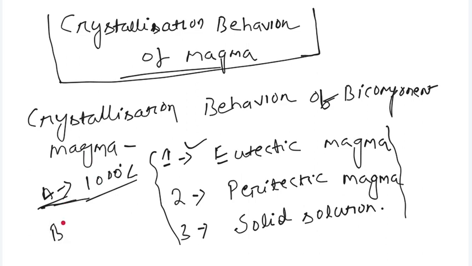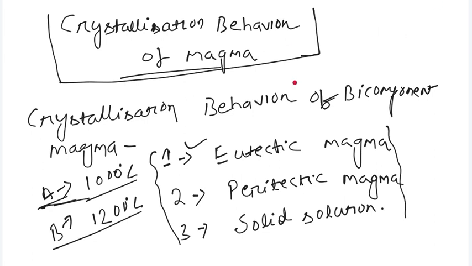But when you add some amount of component B, suppose B has a melting temperature of 1200 degrees, then according to the amount of B we are adding with A, the melting temperature will decrease. So the main principle is that the presence of one component will affect the melting temperature of the other component, depending upon which component is dominant. That dominance depends upon the composition, which we will study here.